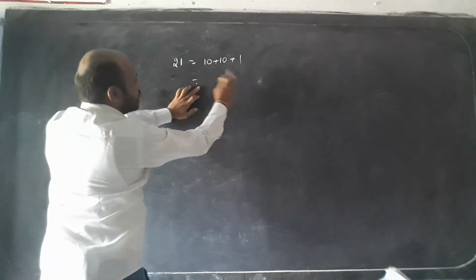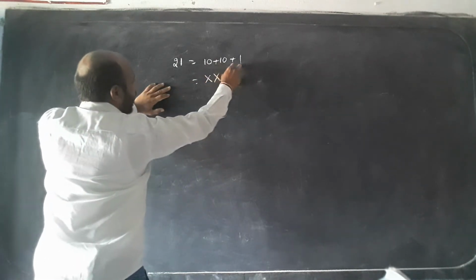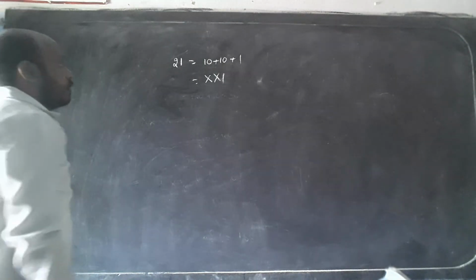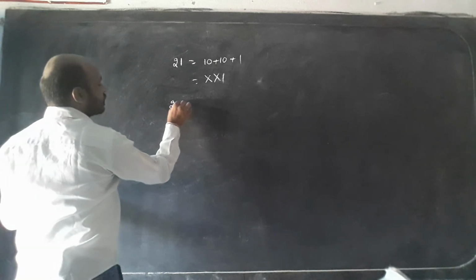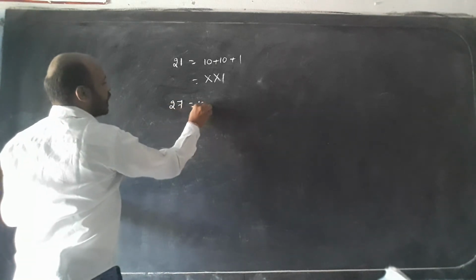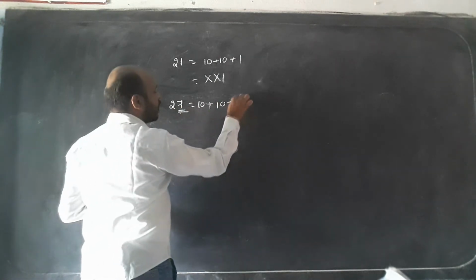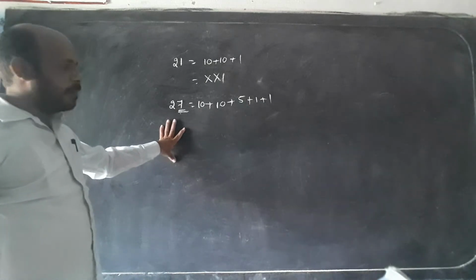See, addition means to the right side of the number. 10 is equal to X, one more, 1 is equal to I. This is XI... XXI, it is 21. Next, 27. 27 means what? 10 plus 10, then 7 means 5 plus 1 plus 1.